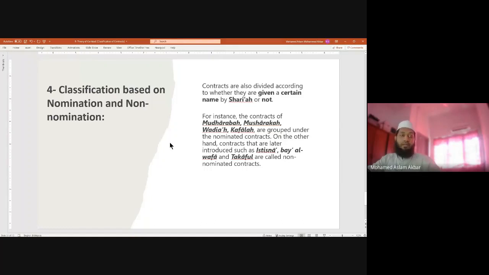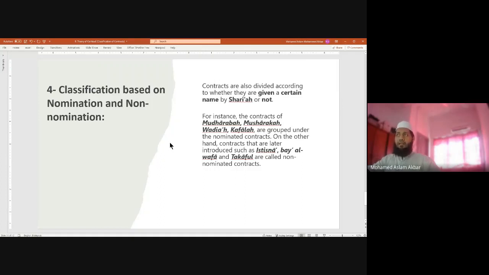If the names are given by the Sharia, then you can call it nominated contract. If there are certain contracts where the names are not given by the Sharia, the names actually happened due to the current or the recent or the modern world, then it is non-nominated contract. For example, mudaraba, musharaka, wadiya, kafala are grouped under the nominated contract.